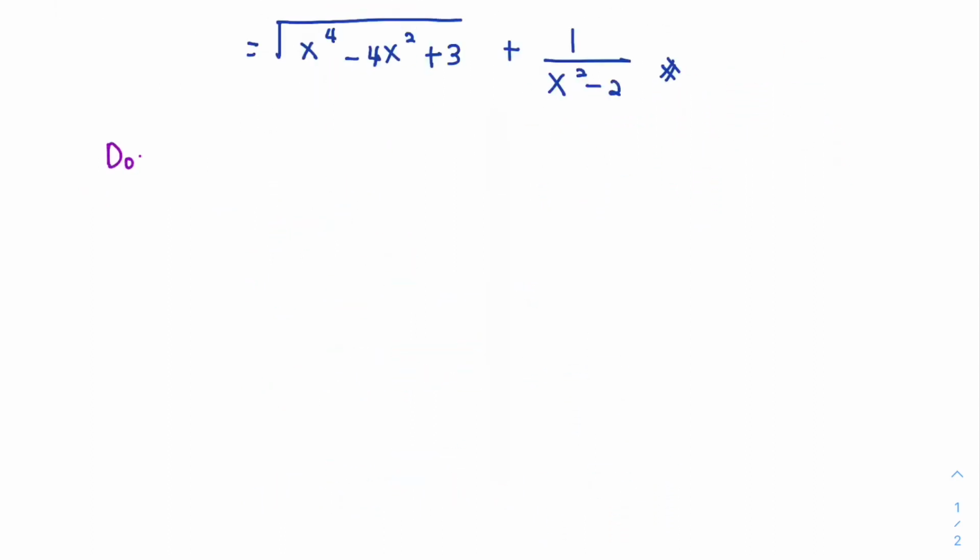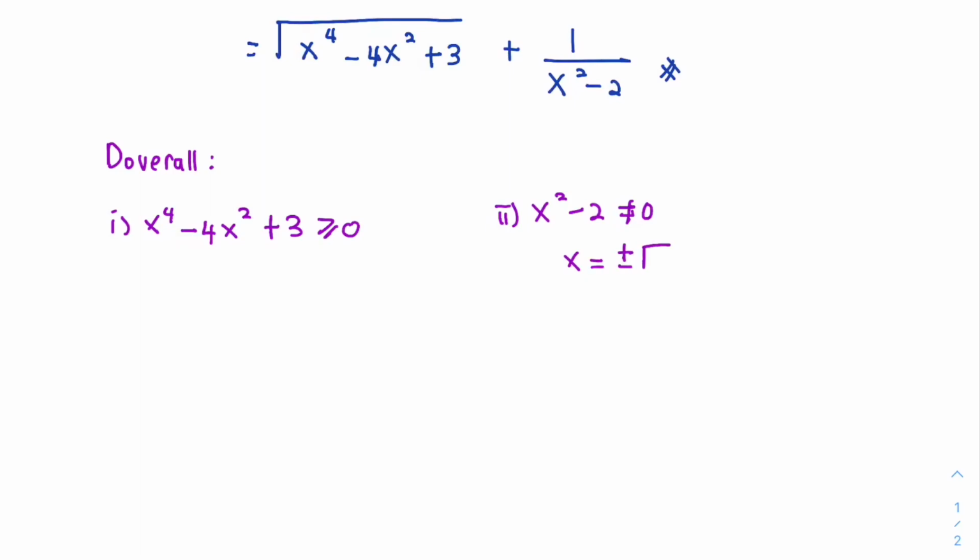Now for the domain of the overall function, there are two parts. The first part is that under the square root should be greater than or equal to 0. So you have to check: x to the power 4 minus 4x squared plus 3 greater than or equal to 0. And the second one is that the denominator cannot be equal to 0, where x squared minus 2 cannot be equal to 0, which is much easier to solve, which gives x equal to plus or minus the square root of 2.